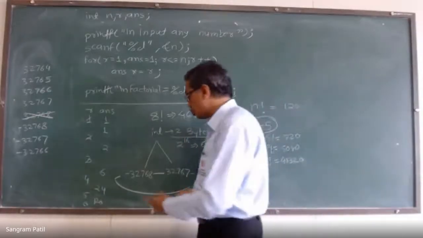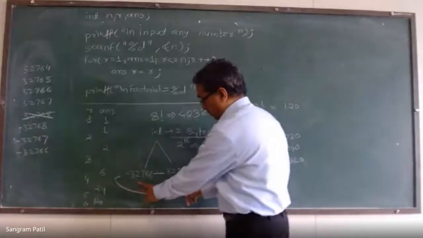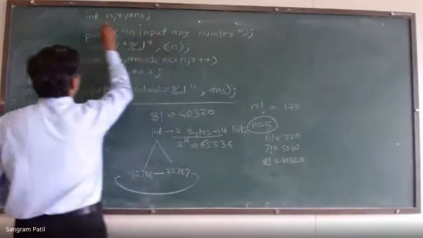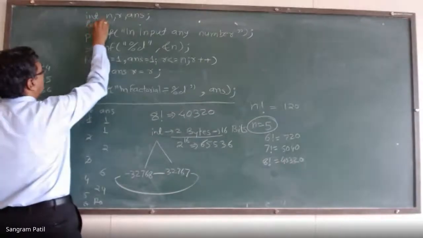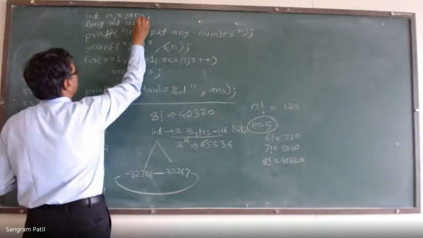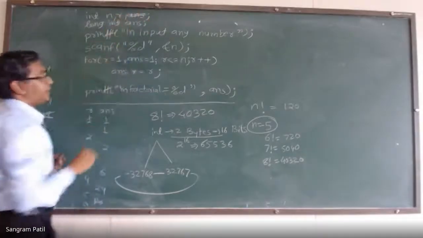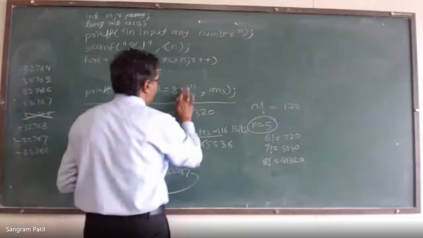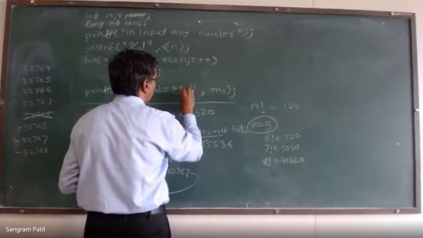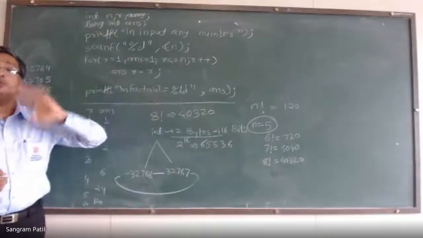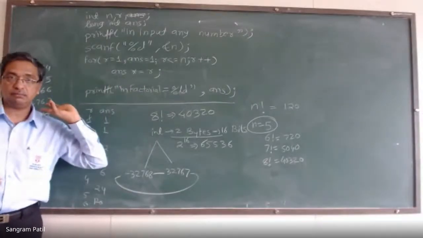So if you want to store a value more than this, you have to declare the variable as a long. You can declare it as a long int. Instead of int, now declare it as a long int. And here, instead of %d, we have to use %ld now. Now this will give you up to 14 factorial perfectly.